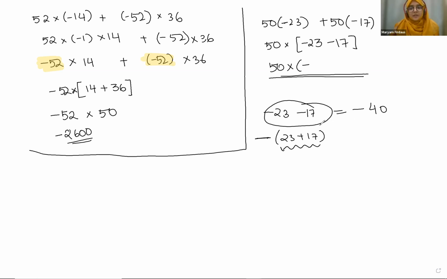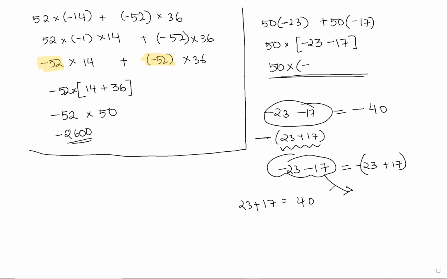It won't be equal to 40. You are saying minus 23 minus 17 will be 23 plus 17. No, it won't. It will be equal to the negative of this. Why? Because 23 plus 17 is equal to 40, but minus 23 minus 17 will be equal to minus 40. Yes, Hiba? So we will keep the negative sign on 23 as it is. Yes, it will be on both of them.